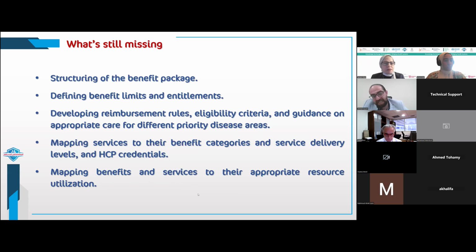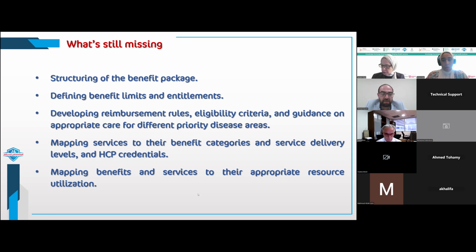What's still missing is actually the structuring of the benefit package. So grouping the benefit package into different benefits and sub-benefits and linking these benefits together, as well as defining the benefit limits and the entitlements and the rules, whether they are reimbursement rules, eligibility criteria, and the whole package of guidance that is provided to providers in order for them to be able to know what exactly is being covered and the rules that cover this service provision.